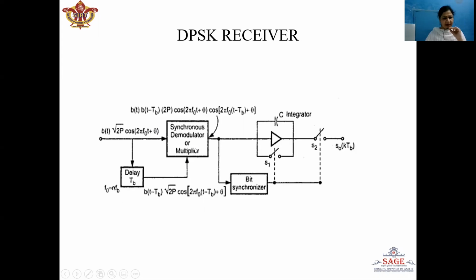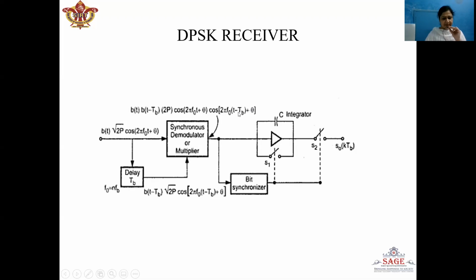Now the multiplier output will be generated by the product of the received signal and the 1 bit delayed version of the received signal. So the output of this multiplier will be given as this expression: BT into BT minus TB, 2P cos 2 pi f naught t plus theta, into cos 2 pi f naught t minus TB plus theta, where f naught is the carrier frequency and TB is the 1 bit period.